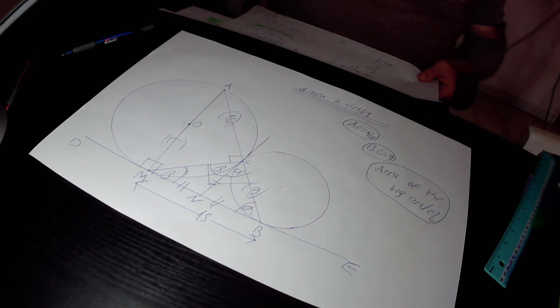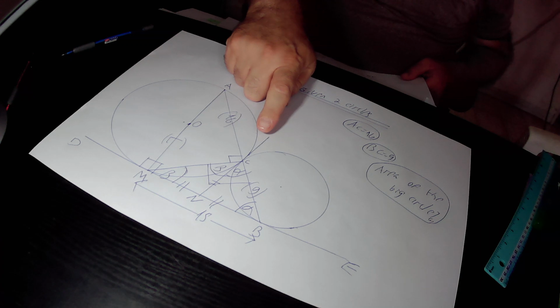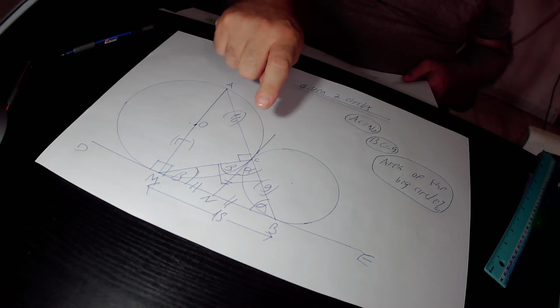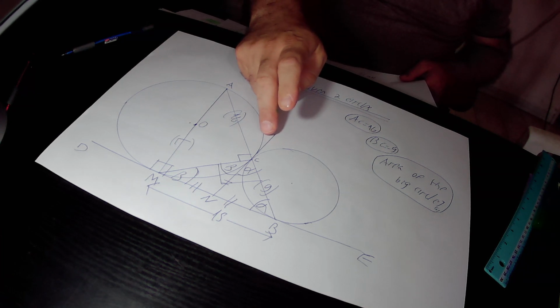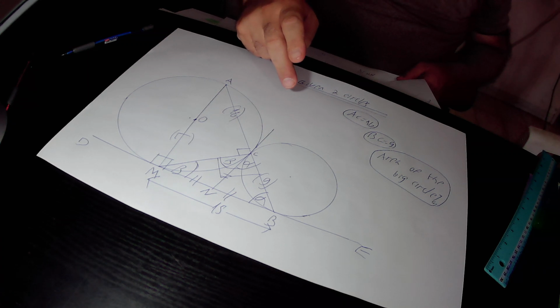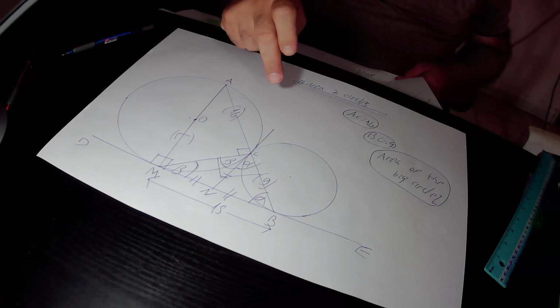In the next step, we did a construction. From the point of tangency between the two circles, we drew the common tangent that belongs to both circles. Again, point C is the point of tangency of the two circles. That is to say, they touch each other at point C.